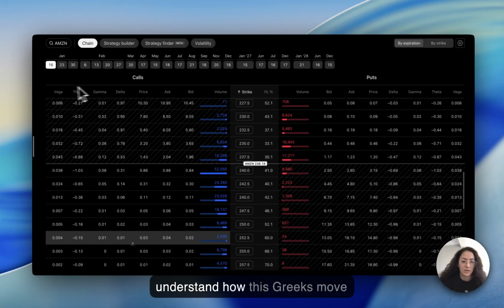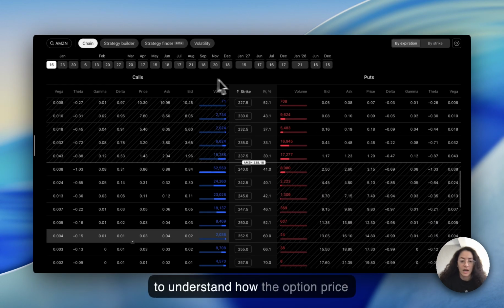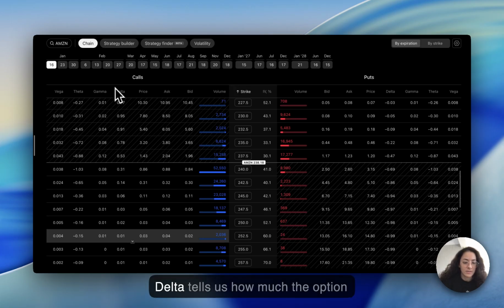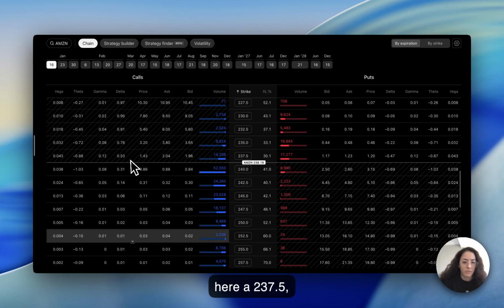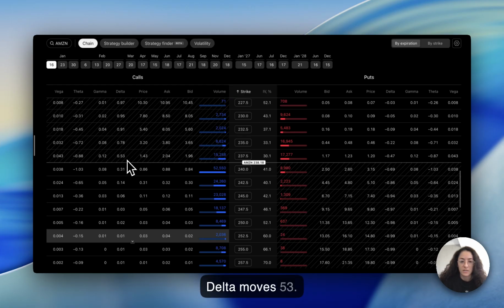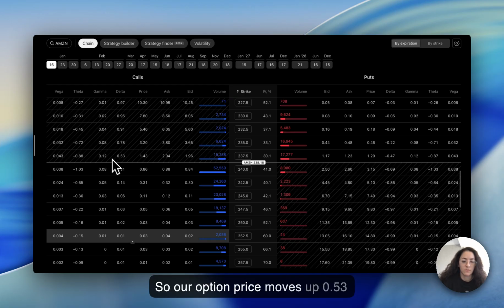Very important that we understand how these Greeks move to understand how the option price is affected. Now, let's start with delta. Delta tells us how much the option moves when the stock moves. For example, at 237.5 we have a delta of 0.53. So if Amazon moves $1, the option will be about 0.53 up. So when the stock moves $1, the delta moves 53, so our option price moves up 0.53 cents.